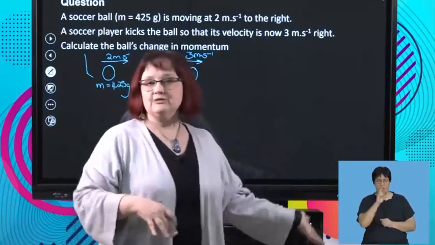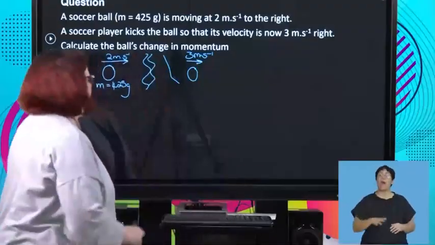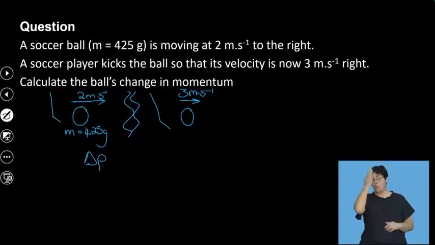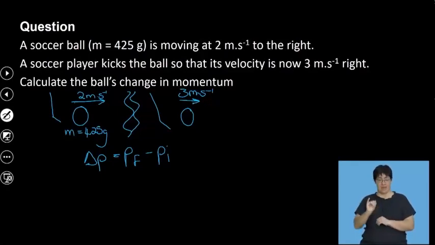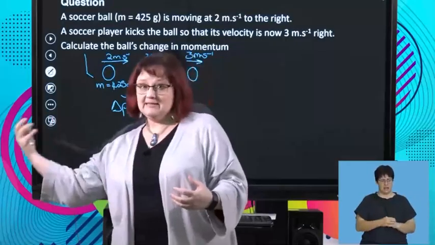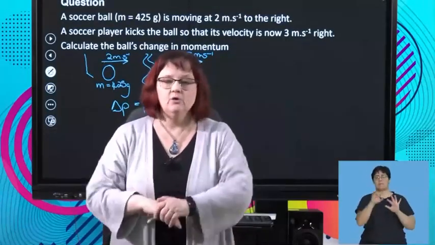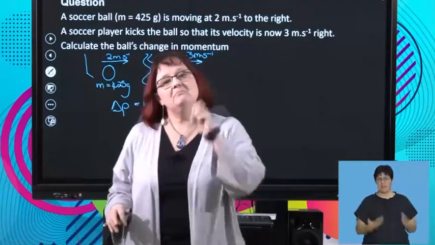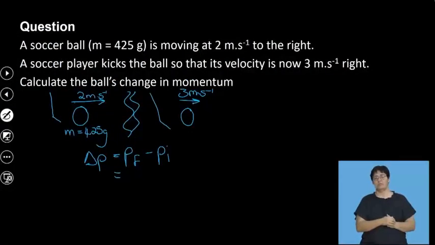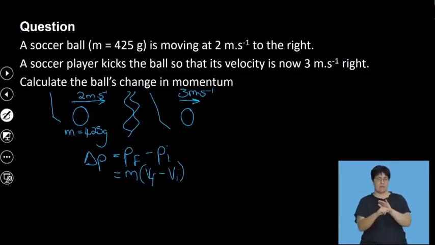They want the change in momentum. They're not looking for force, they're not looking for any of those, they want change in momentum. So we know change in momentum would be final minus initial. You absolutely can do this question so that you first work out the final momentum, you work out the initial momentum, and then you minus the two. You're more than welcome to. But remember, we can do this equation, which you've seen, to look like this, where we take mass and we take final velocity minus initial velocity. That's the way I'm going to do it.